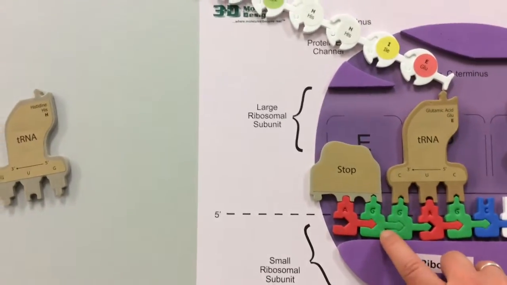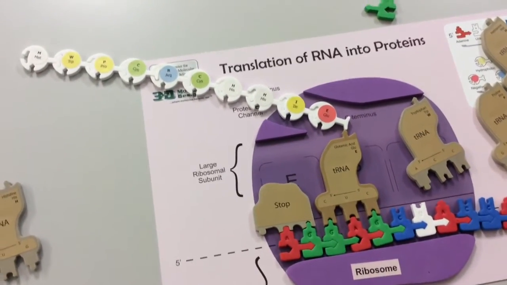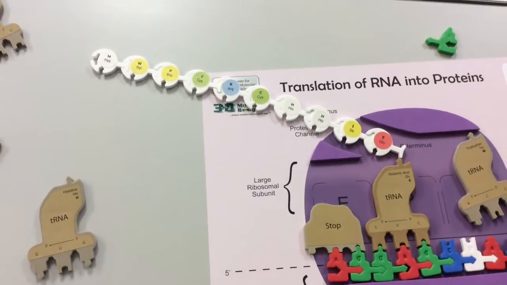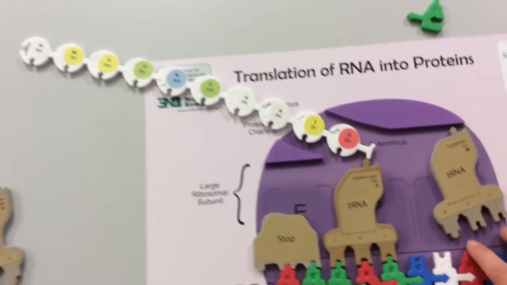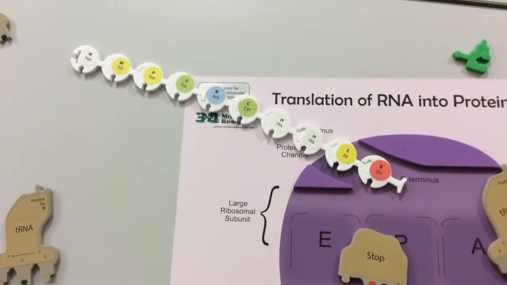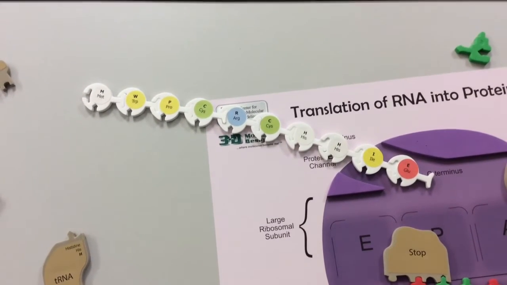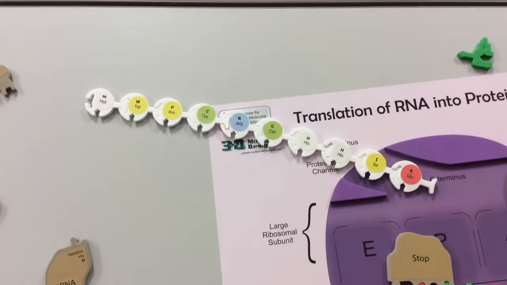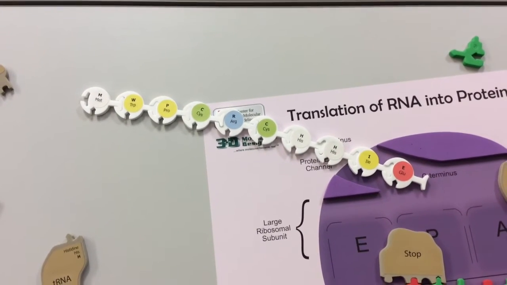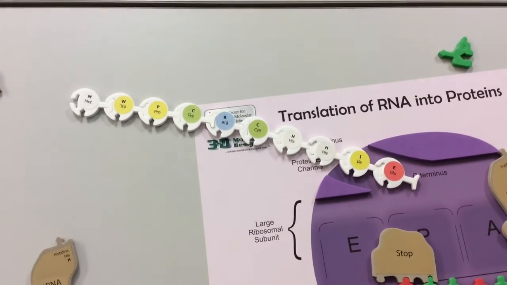Then you'll notice there is a stop codon. There are three stop codons, sections of RNA that code for it's time for this process to be over. And so then this RNA is going to be released, the tRNAs are going to be released as well, and then the protein is what's left. Now, this is a simplification. This protein would be much longer and would eventually fold into its functional shape and then go off and do whatever its protein job is to do.